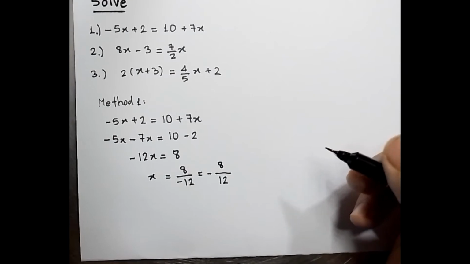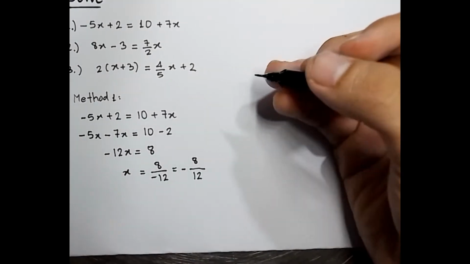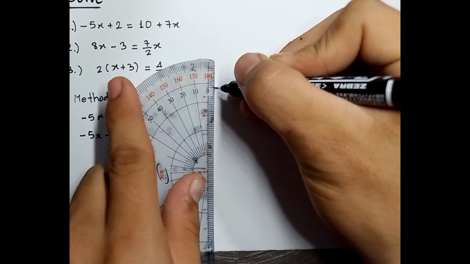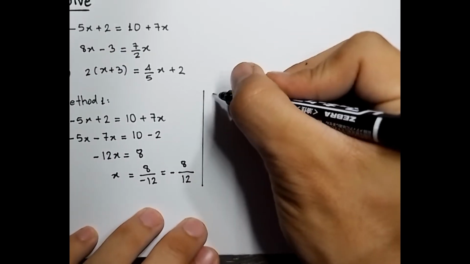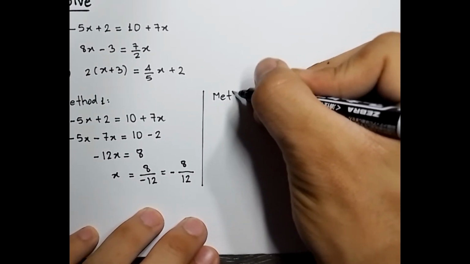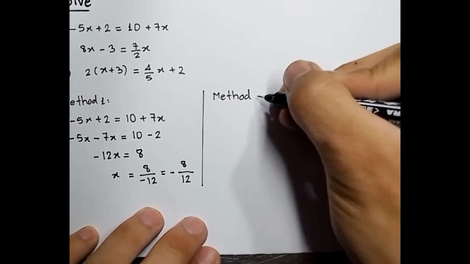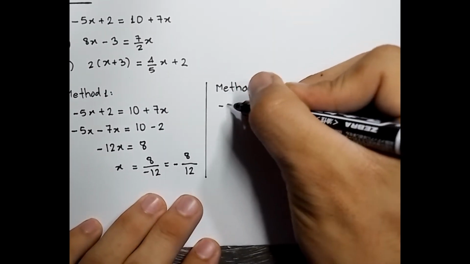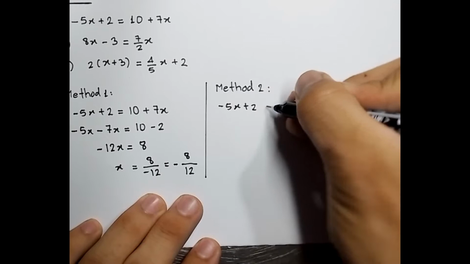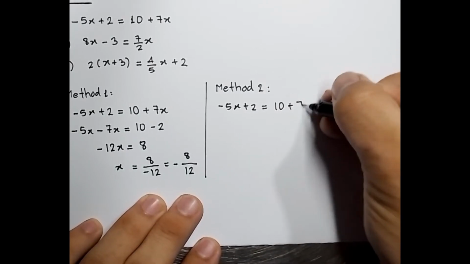Now let's look at the second method. Method number 2. Here we go. I'm going to rewrite the equation: minus 5x plus 2 equals 10 plus 7x. Why do I call it deleting number?